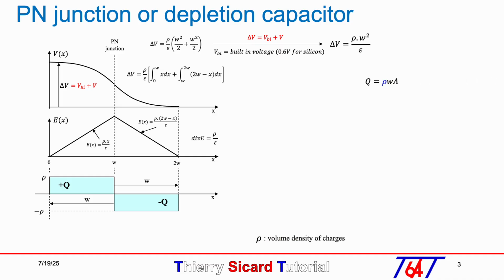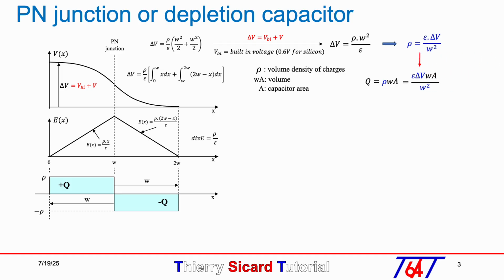The charge Q is equal to ρ WA, where ρ is the volume charge density, W times A is the volume and A is the surface area of the capacitor. Replacing the term ρ with the expression ρ as a function of delta V, we can find the capacitor value by writing Q equals C multiplied by delta V. After simplification, we obtain C equal epsilon multiplied by A divided by W.